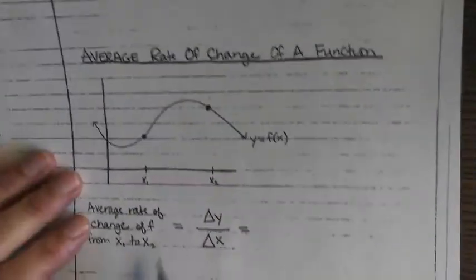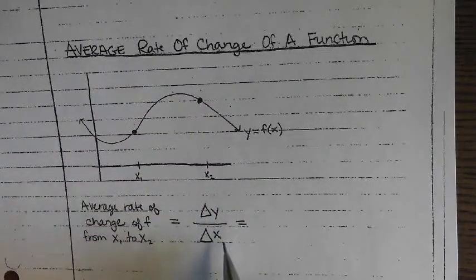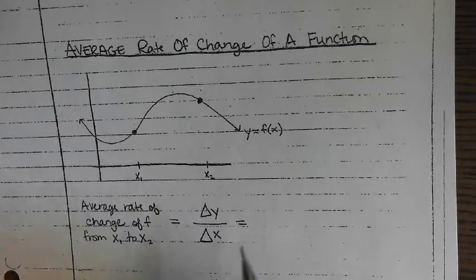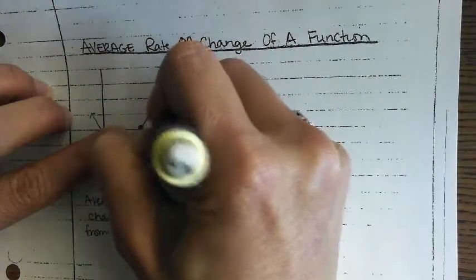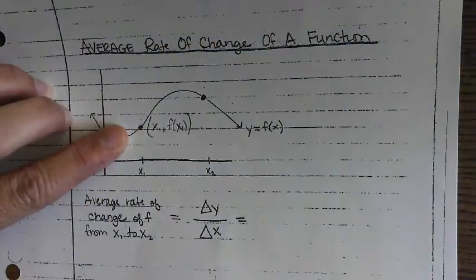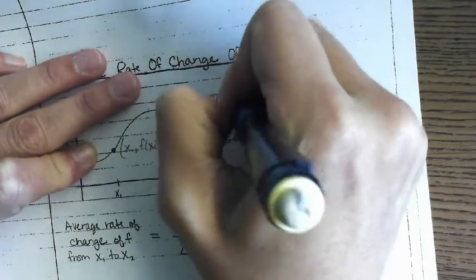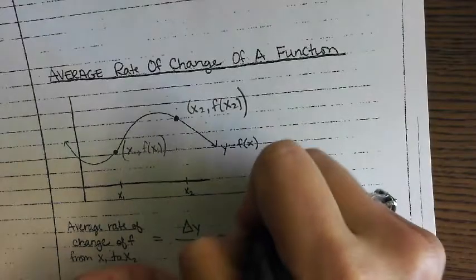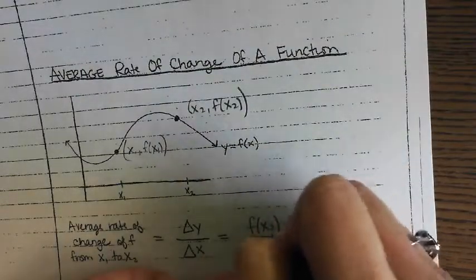Average rate of change at the bottom here from x1 to x2. Obviously, it's the change in your y coordinates over the change in your x coordinates. Now that we're beyond algebra 2, we don't really call it a y coordinate anymore. We call this point x1, comma, f of x1, and this point is x2, comma, f of x2. And then we just do our slope formula that way: f of x2 minus f of x1 over x2 minus x1.